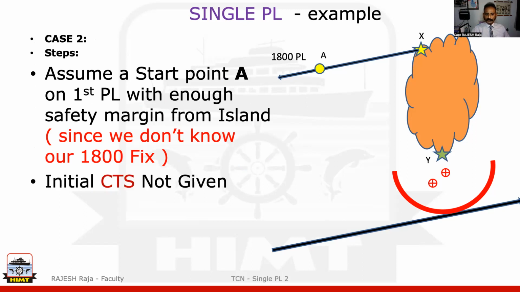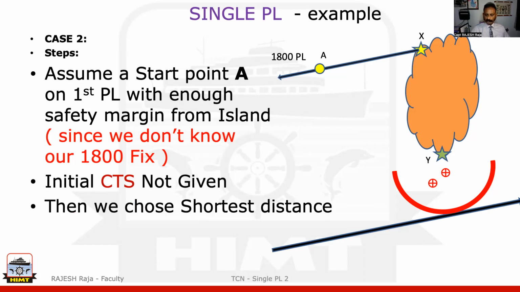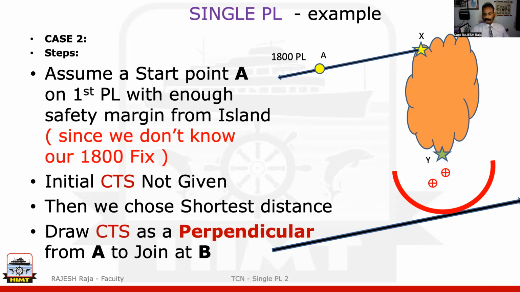Now, I don't have the initial CTS. Whenever in a chart work question, or wherever, even if you're crossing a road, it's the same principle. The concept is exactly the same. You're trying to cross a road. What will you do? You will choose the shortest distance. And when I give you two parallel lines, which is as good as a road, because you're crossing from one side to the other side and the edges of the road are parallel, the shortest distance is always perpendicular.